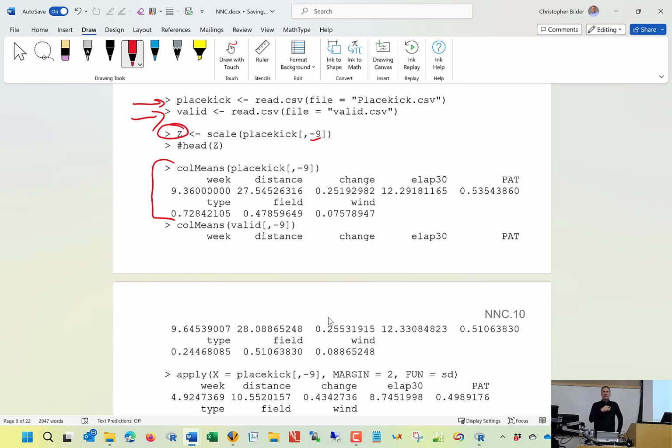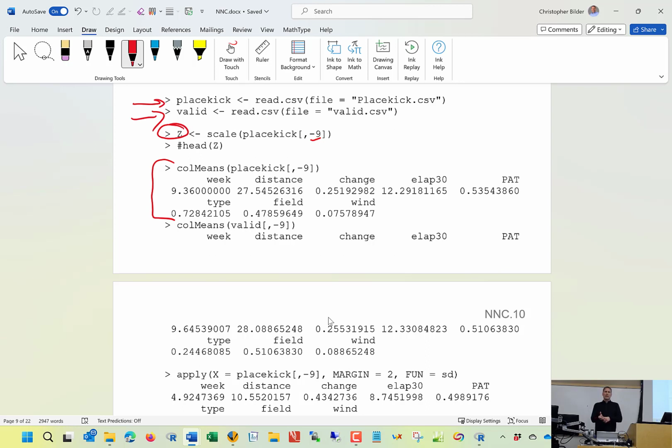Remember, I have a validation data set. Will the validation data set have exactly the same means for each variable? No. But eventually, I'm going to want to standardize my validation data set, and then apply this classification method to it.